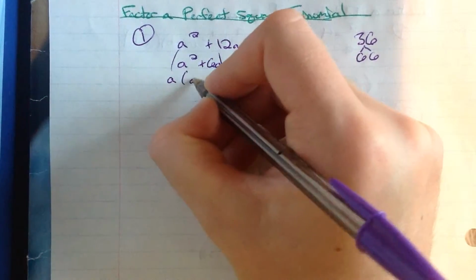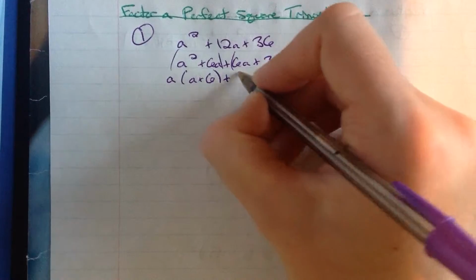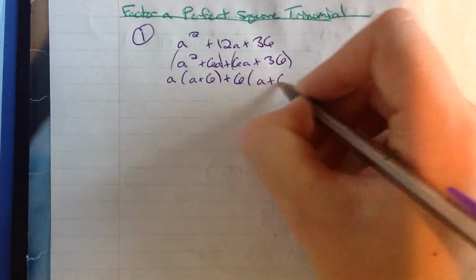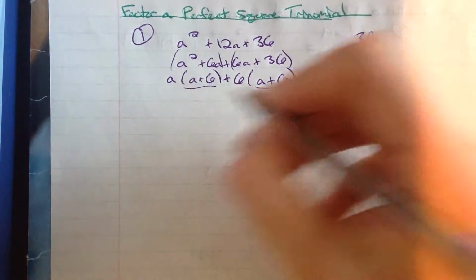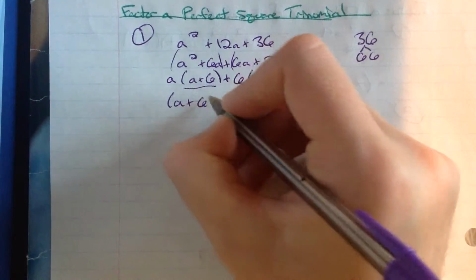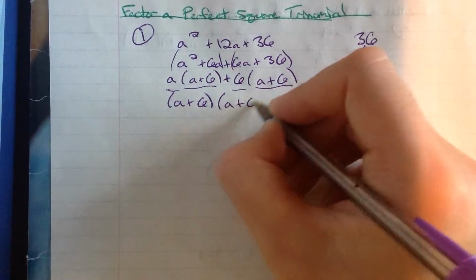Pull out the common of a. So I'm left with a plus 6. Pull out the common of 6, and I'm left with a plus 6 again. So notice what's inside that we pull out front matches what's pulled out that becomes our second term.